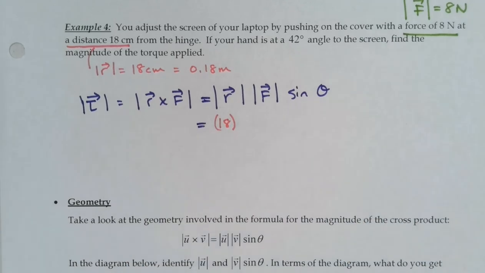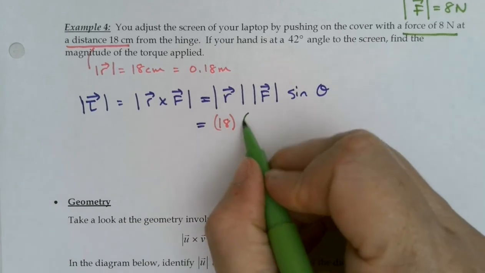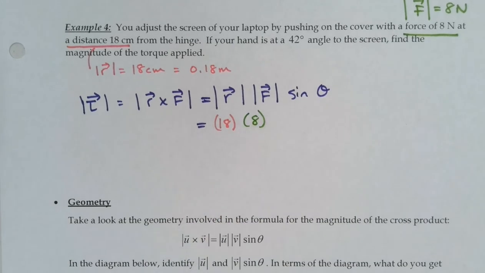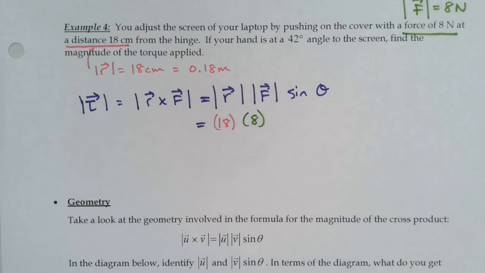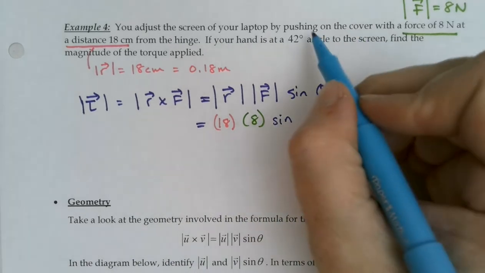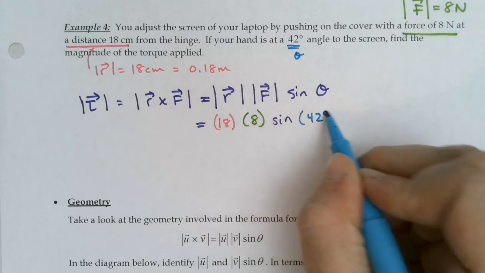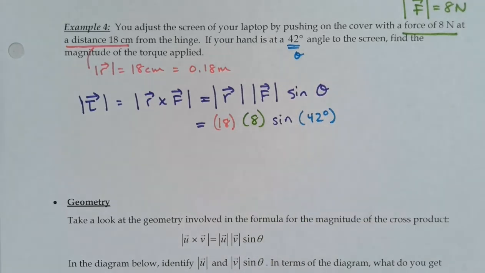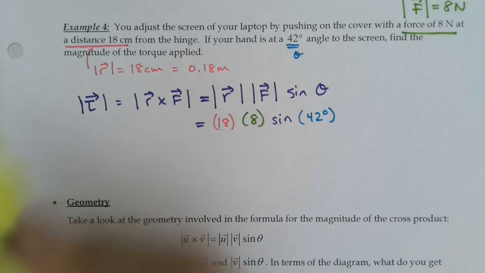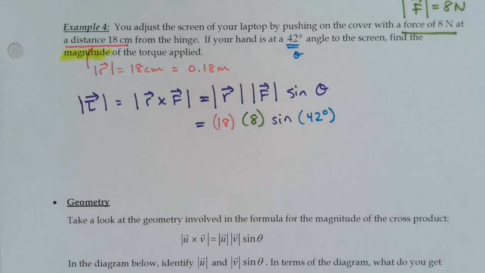And then the force was 8 newtons, times the sine of my angle. My angle is right here. They're telling me that theta is 42 degrees. They didn't actually want the vector. They just want the magnitude of this vector. So you'll notice, since all they want is the magnitude, this is an easier problem than the one we just did with the water pump.